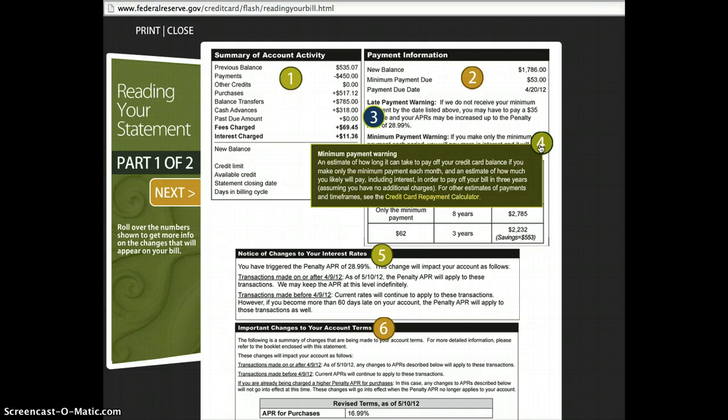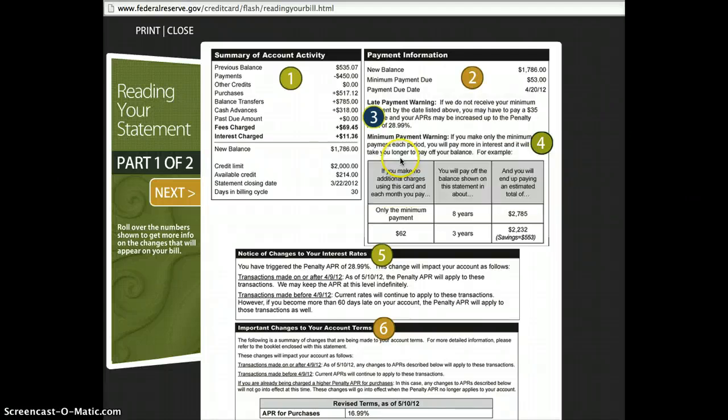The fourth section is going to show you what happens if you only make the minimum payment. It's going to show you how long it'll take to pay off your bill, how much interest you're going to wind up paying, and so this is where it's going to really be an eye-opener because if you only make the minimum payment, that's where you're going to get into trouble with credit cards.